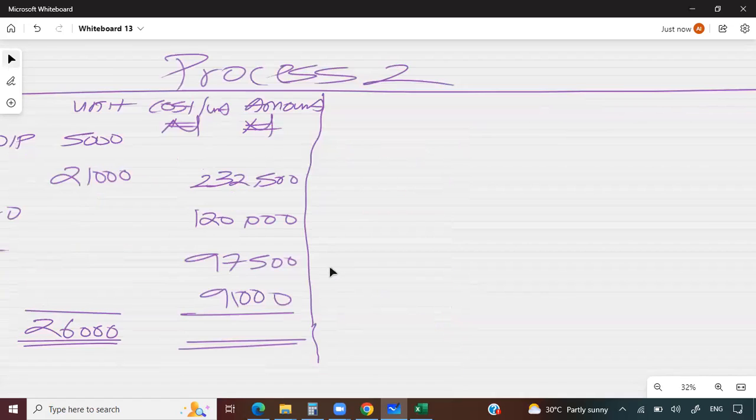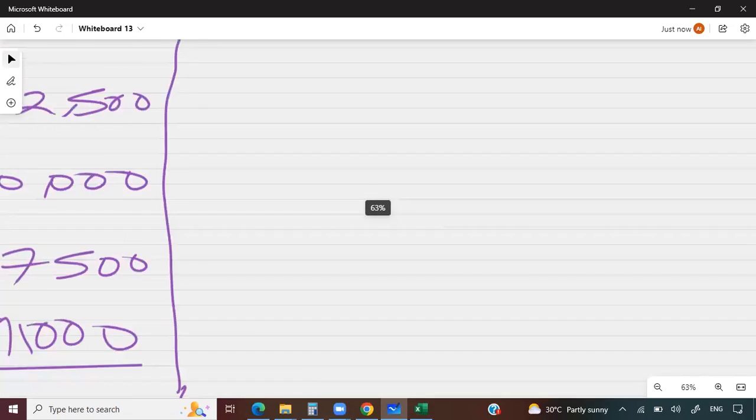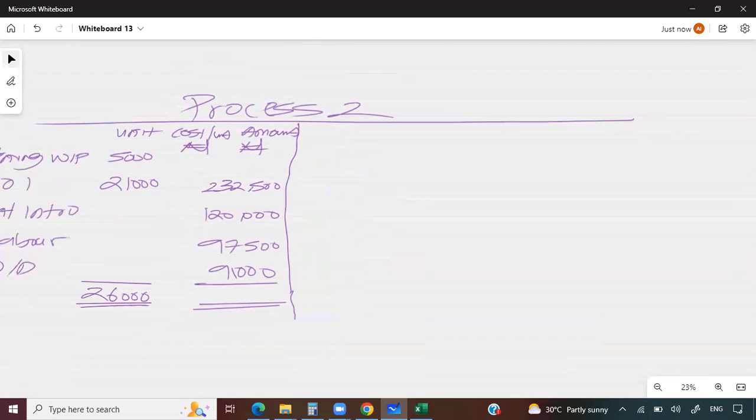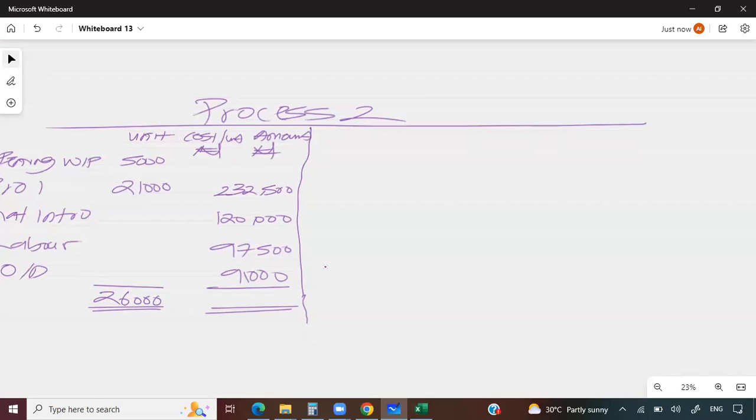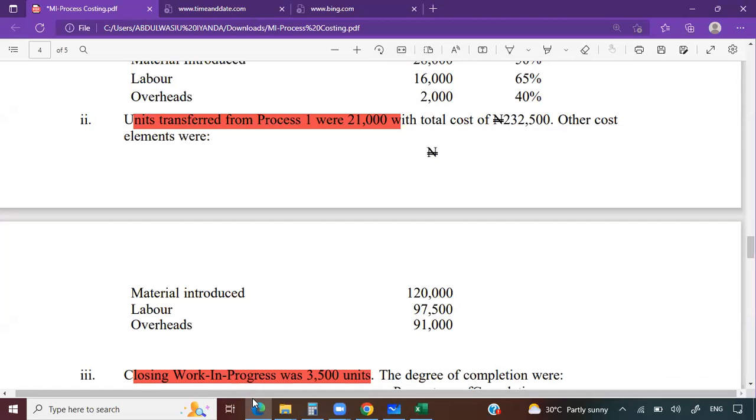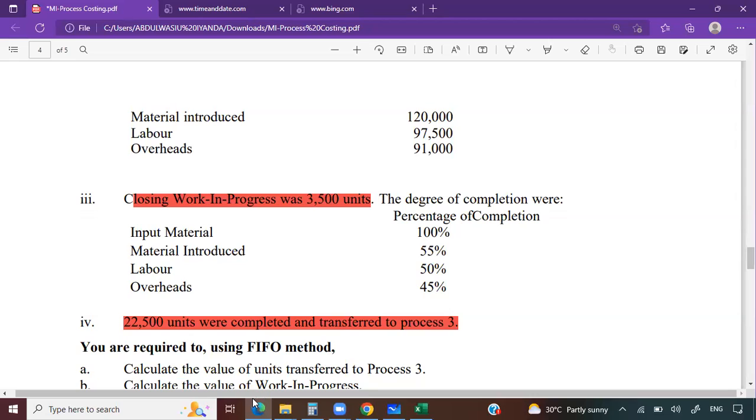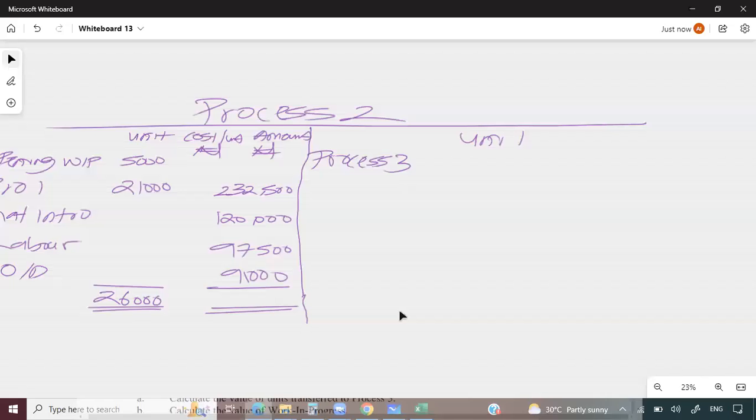Then go to this side and say, what do we transfer to process 3? In terms of units, look at additional information. No, sorry, additional information 4. We transfer 22,500 units. So in terms of units, 22,500.